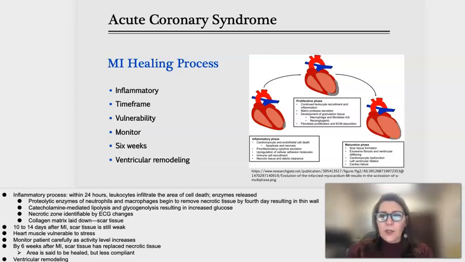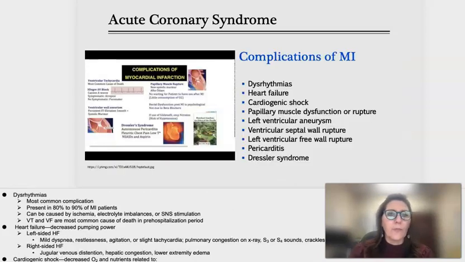So you can see in this picture, you can look at that later with exactly what happens in that inflammatory phase, the proliferative phase, and then the maturation phase. So again, inflammatory time frame, vulnerability, you want to monitor them for about 6 weeks, and then that ventricular remodeling, but still leaves the weakness.